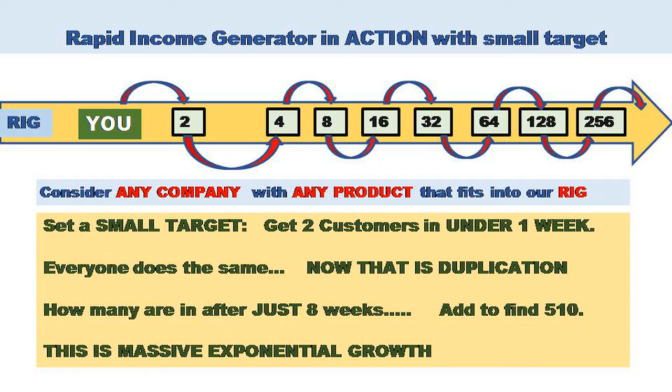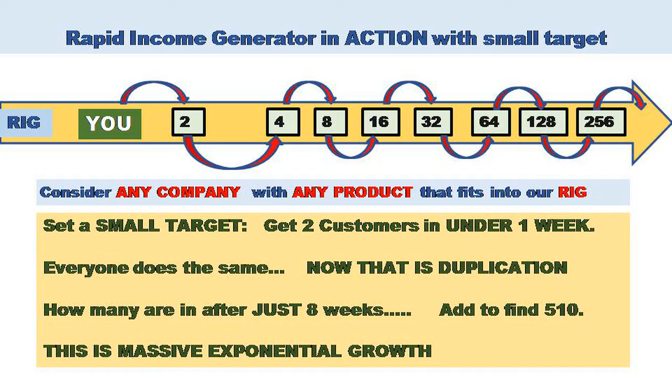Now if you're invited to use our system, we set you a small target. Now in this part of the example, your target would be to get 2 customers in under 1 week. We keep the target small so that everybody can do it. Now if everybody does it, that is duplication. That's what we expect for people who use RIG. Just duplicate what we're doing. Okay, now let's look at what happens using our system.